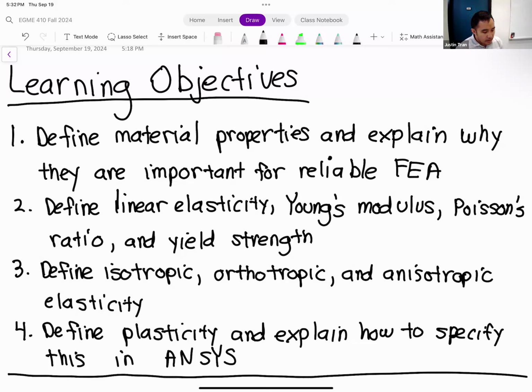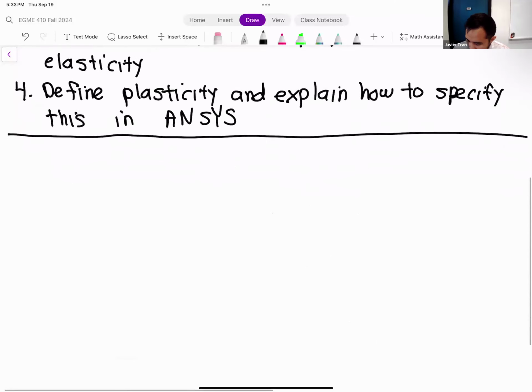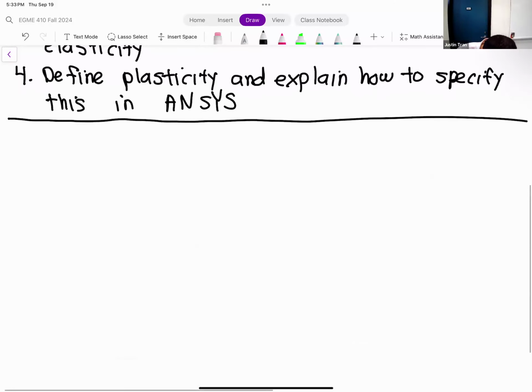All right, any questions I can answer before we get started for today? Okay, all right, let's go ahead and get started. The topic for today is material properties.